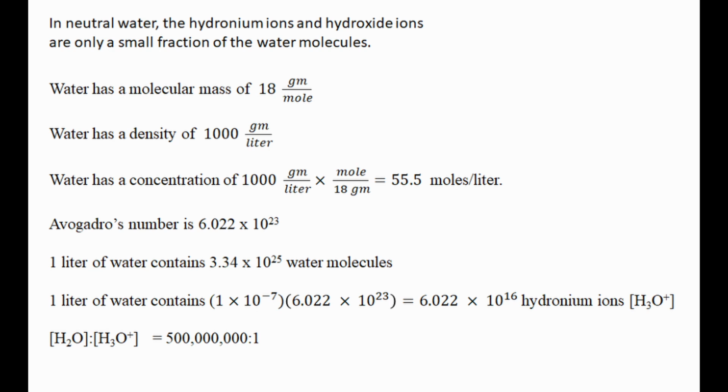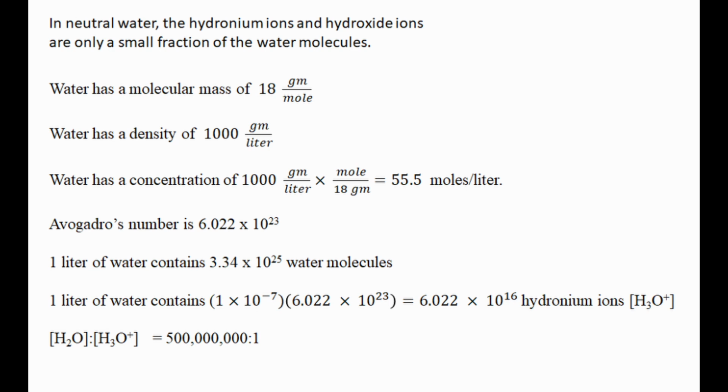A water molecule has a mass of 18 AMU, or water has a mass of 18 grams per mole. Water has a density of 1,000 grams per liter. A liter of water has a mass of 1,000 grams. In moles, a liter of water is 1,000 grams per liter times a mole per 18 grams equals 55.5 moles per liter.